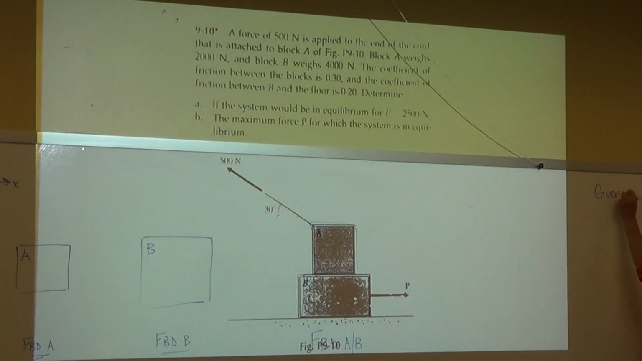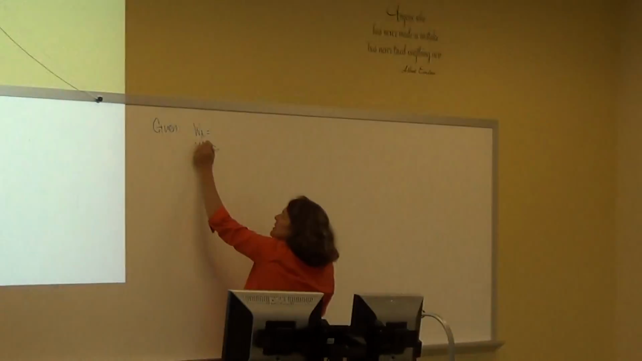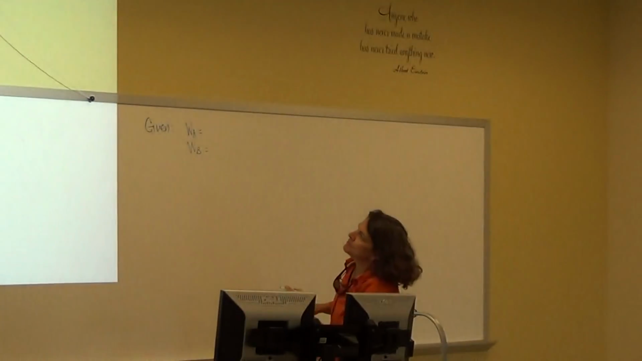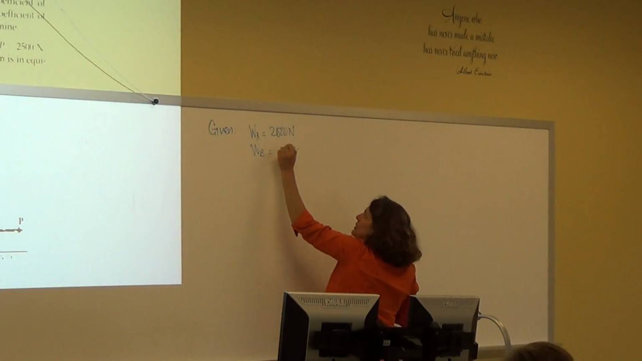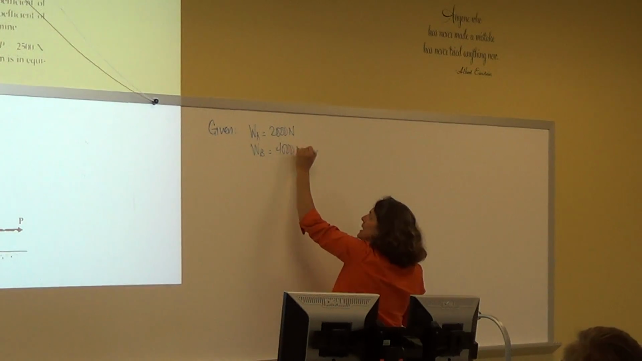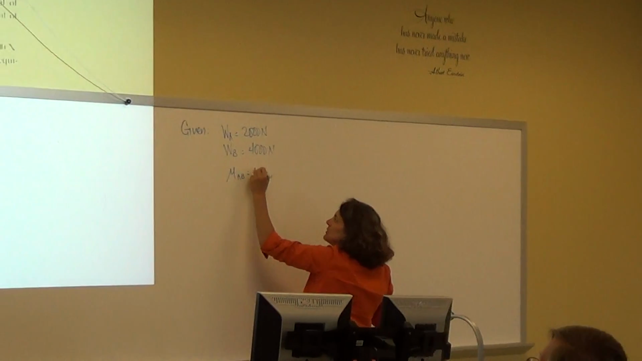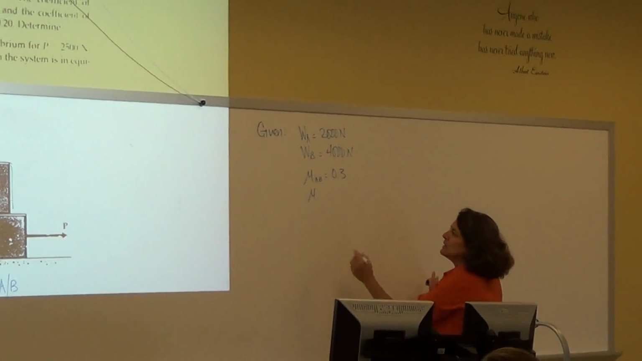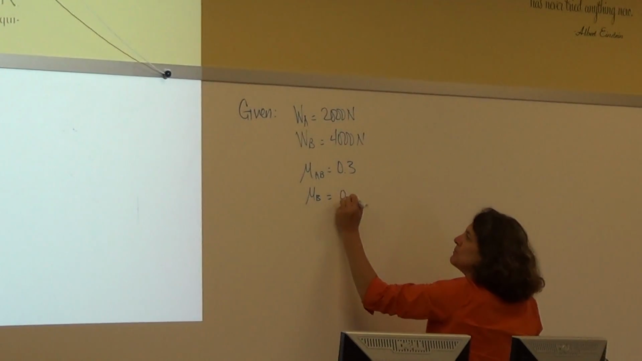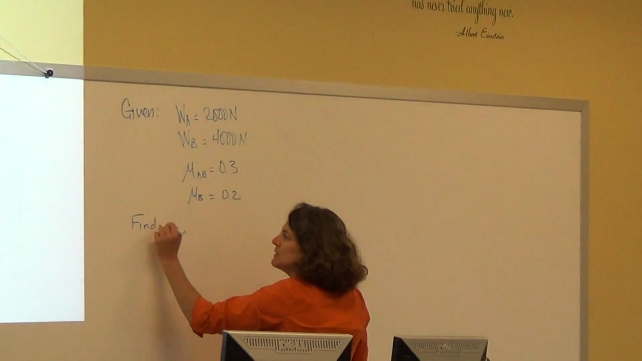So, setup. Given. What information here is given that we didn't know from the drawing? The weight of A, weight of B, what is it? 2,000 newtons? 4,000 newtons. What else is given that we didn't know? Mu between A and B is 0.3, and mu between B and the floor on the bottom is what? 0.2, right? Okay, and what do they want us to find?